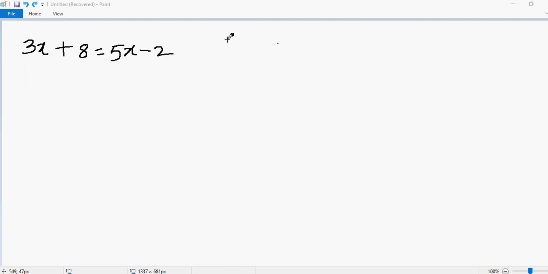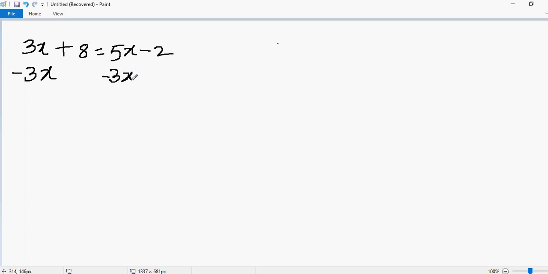In this video, I'll tell you how to solve the equations for x. So I have the equation written on the board. Now, the first step will be to try to get rid of this variable from the left-hand side. So how do I do that? I can subtract 3x on both the sides to get rid of 3x.